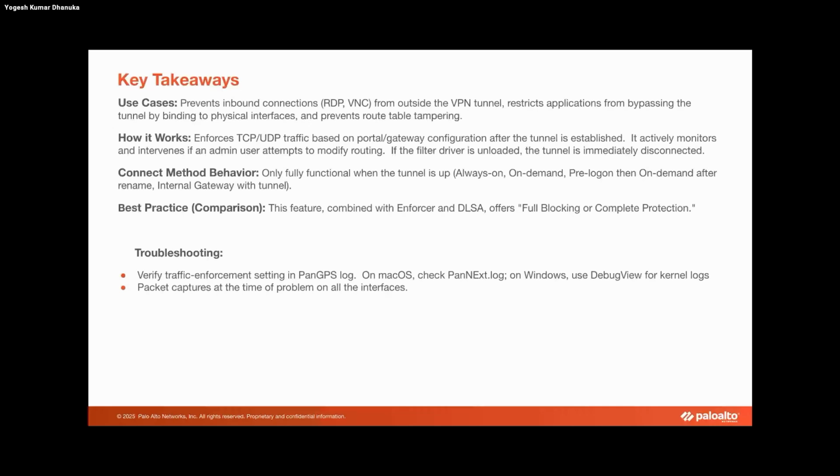Now, let's do a recap of the key takeaways. Specific to enforcement, the primary use case here is to block inbound connections coming from outside the tunnel. The expectation is that GlobalProtect is always on, so the user is always connecting using GlobalProtect. Most of the time, whenever the machine is on, the tunnel is always there. And because the tunnel is always there, the organization's expectation is that all the traffic should flow through the tunnel so they can control it.